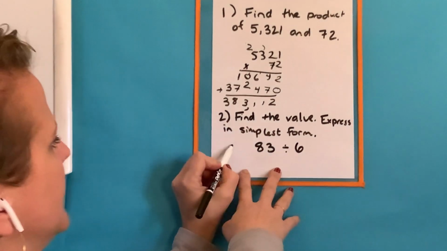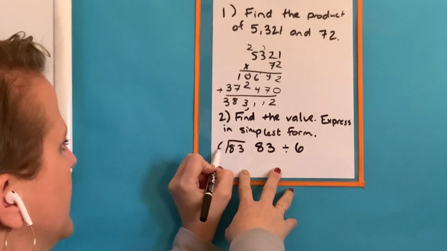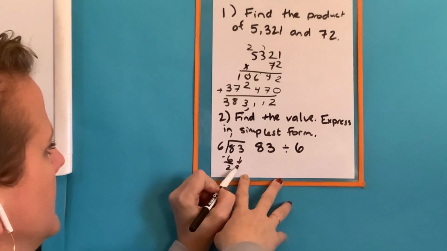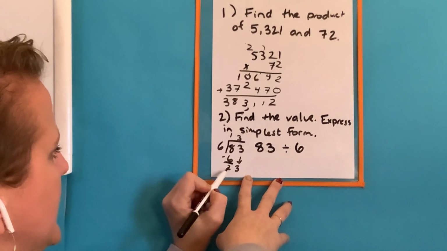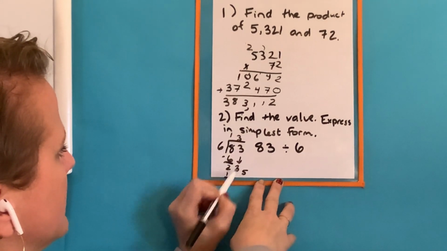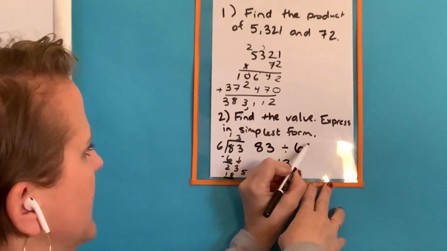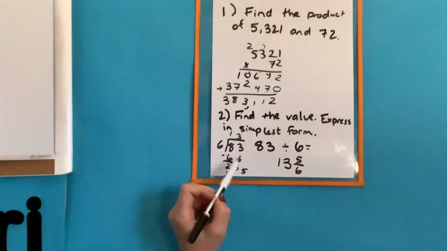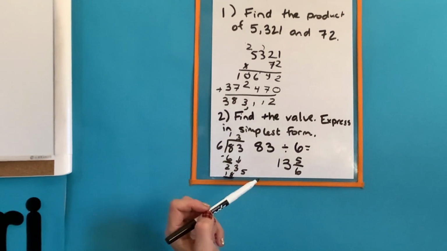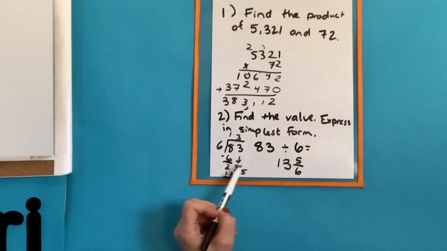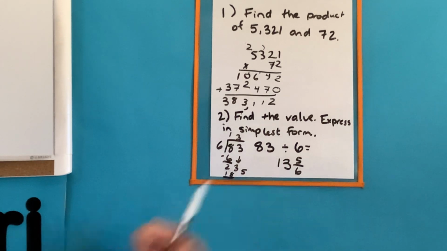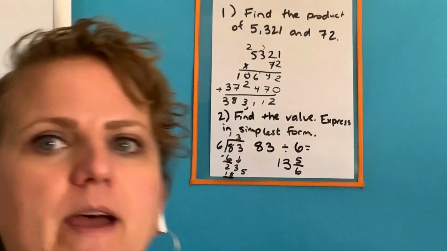For division, I didn't give myself a lot of space, but 6 goes into 8 once. Goes into 23 3 times with a remainder of 5. So we express our answer as 13 and 5/6, right? The simplest form is our clue that we should have our remainder as a fraction. So the remainder, which I had to write over on the side here, is our numerator, and the divisor is our denominator. And it is simplified, so we don't need to simplify any further, okay?